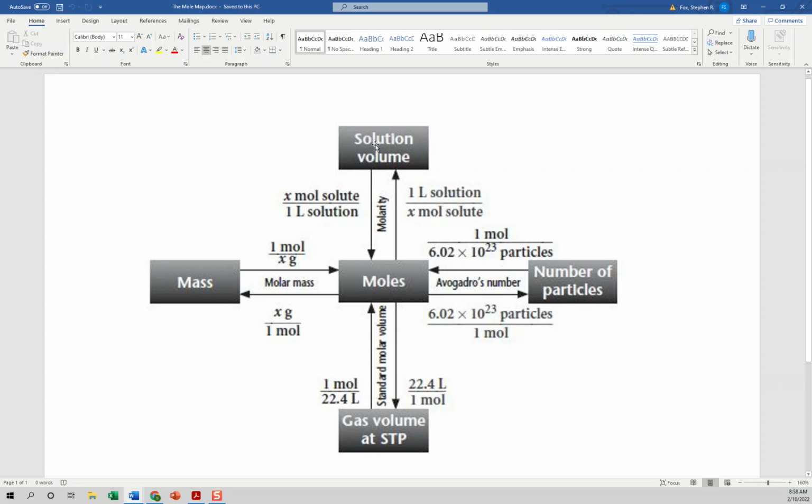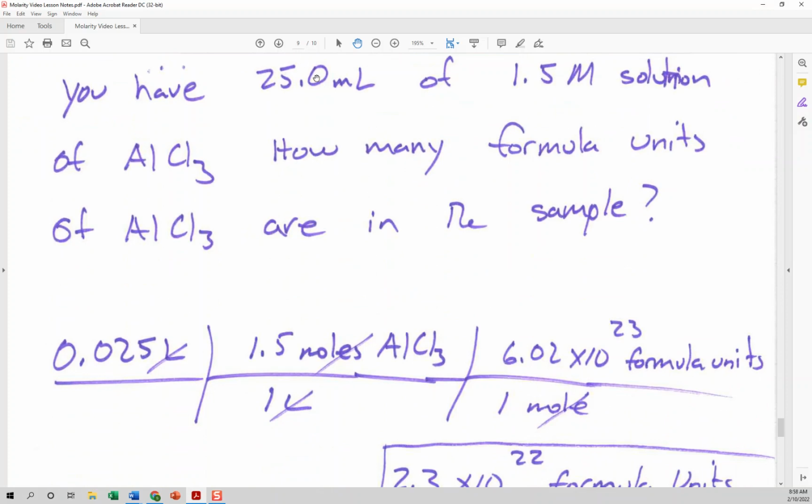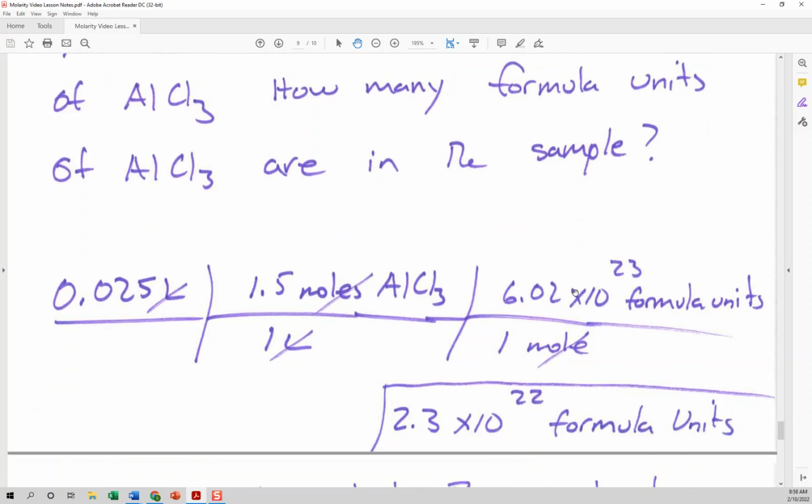So the mole map tells me if I take my liters and I multiply by molarity, that'll give me moles, and if I take my moles and multiply by Avogadro's number, that'll give me my particles, and that's what we're going to do. But let's see how that looks in dimensional analysis, all right? So first off, we weren't given liters, we were given milliliters, but hopefully you can just move the decimal place over 3 times, and boom, you got your liters, okay? So we have this many liters, 0.025 liters, times the molarity, 1.5 moles of aluminum chloride for every 1 liter, okay? And then times Avogadro's number to get formula units, right?